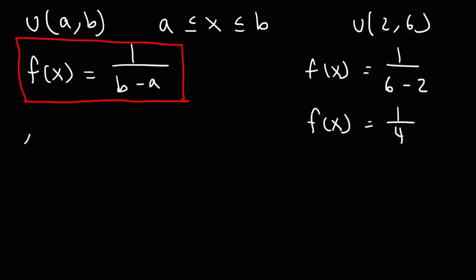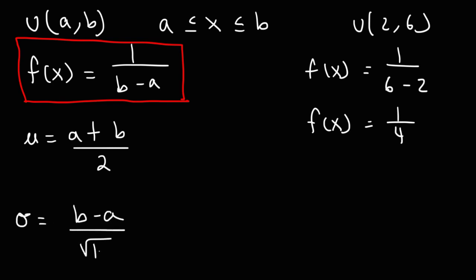Now the next thing you need to know is that the mean is equal to the average of a and b. So it's the sum of a and b divided by 2. And next is the standard deviation. That looks like theta, but it should be sigma. The standard deviation is b minus a divided by the square root of 12. So those are some formulas that you may want to write down when dealing with the uniform distribution, which is one of the types of continuous probability distributions that you need to know.